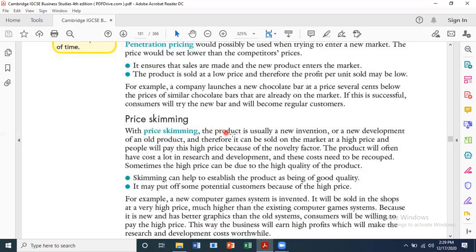So again, with price skimming, the product is usually a new invention, just like I told you, or a new development of an old product, and therefore it can be sold on the market at a high price. For example, Lexus prices are higher than Toyota, even though they are from the same company. Same is the case with the Magnum from Wall's. Cornetto is at a regular price, but Magnum is at a higher price. People will pay this price because of the novelty factor.